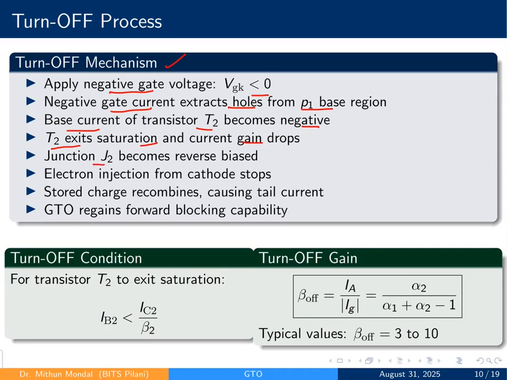Junction J2 becomes reverse biased and the electron injection from the cathode will stop. The stored charge will recombine and cause the tail current. So the GTO regains forward blocking capability.